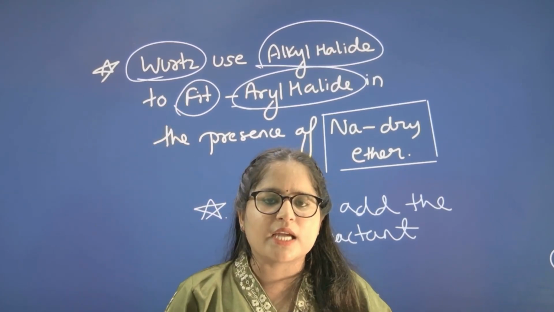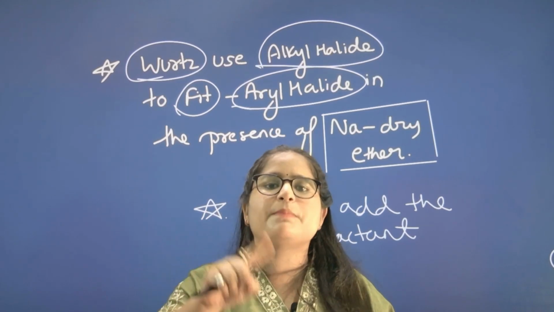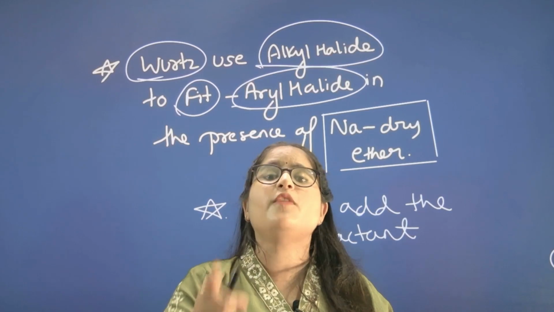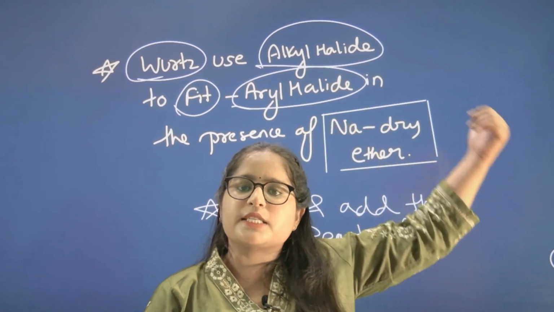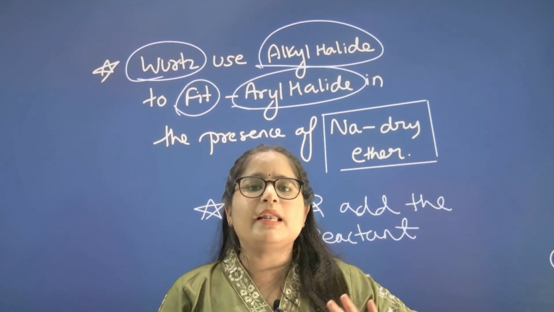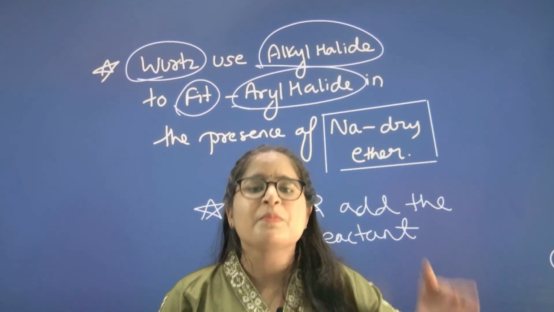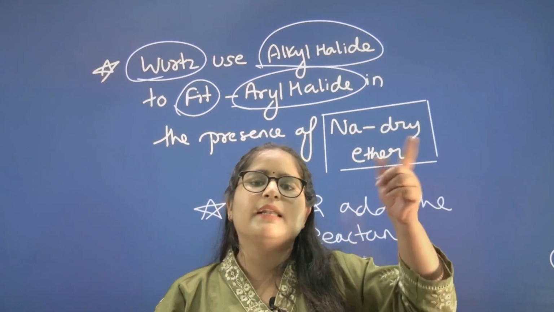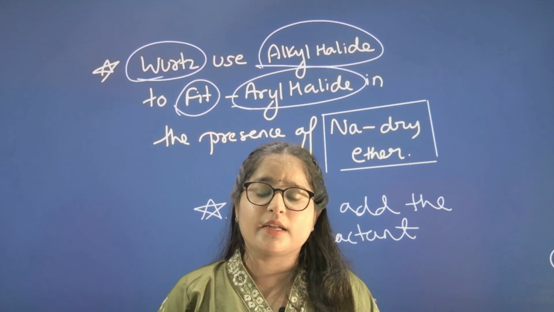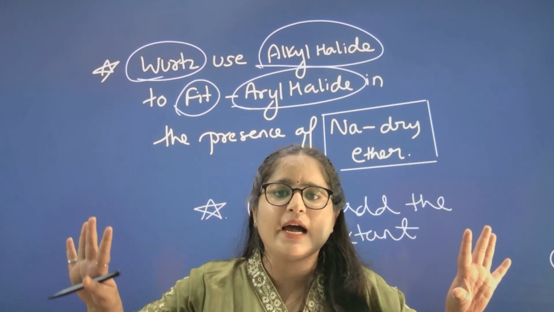Wurtz-Fittig reaction. What is the reagent? Sodium in presence of dry ether. Wurtz reaction is for alkyl halide, those who don't know, chain. Aryl halide, those who don't know, benzene. So aryl halide is for Fittig, alkyl halide is for Wurtz, and when we mix, it becomes Wurtz-Fittig reaction, meaning one alkyl halide and one aryl halide.